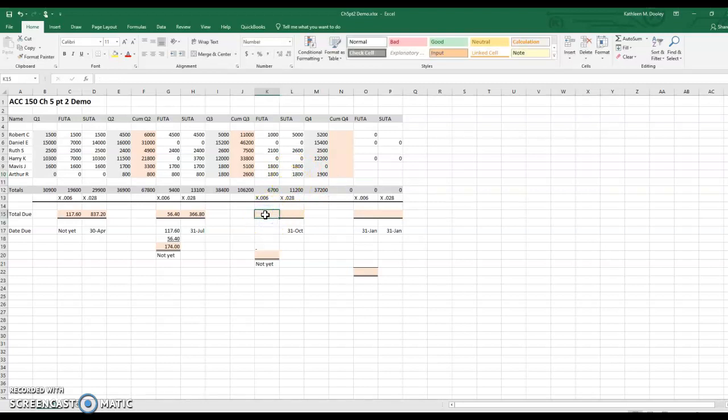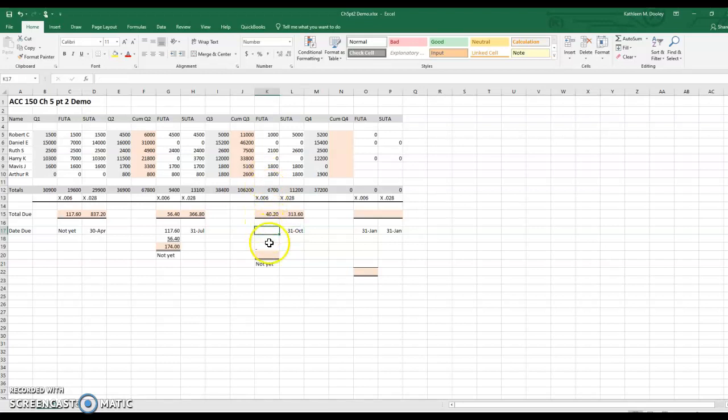We take our FUTA taxable wages of 6,700 times 0.006, and that's $40.20. And here we have 11,200 times 0.028. That's $313.60. It's due on October 6th.